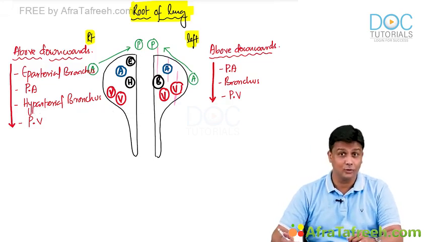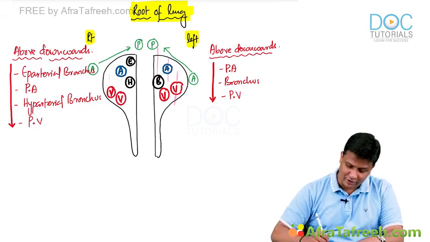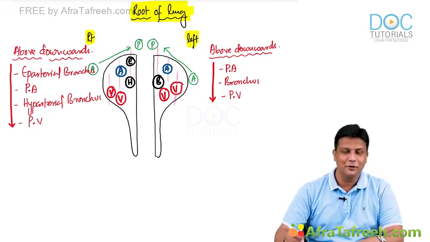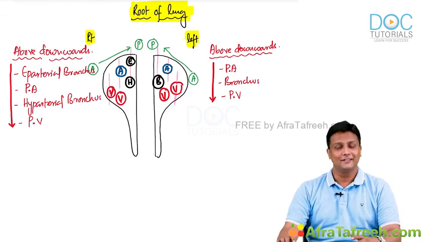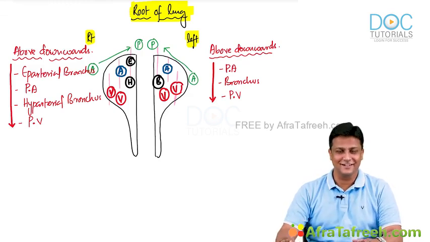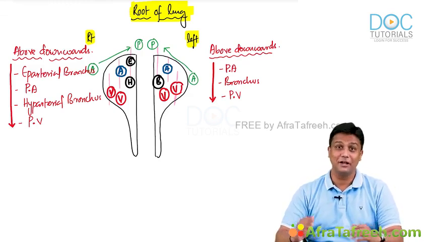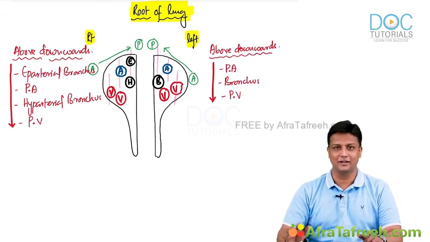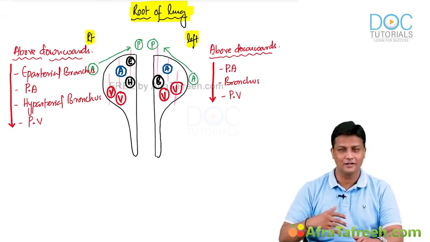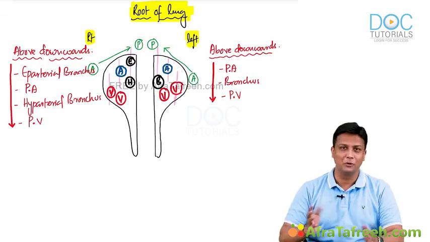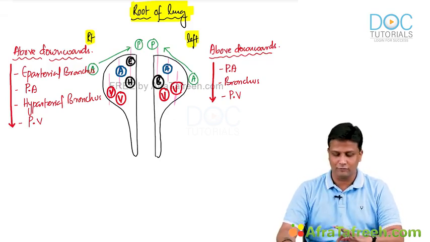Similarly, towards the right lung now. In the root of the right lung, first you will have the vein, and then again the artery, and again the bronchus. Oh my God, thank God, finally something is easy here. The anterior-posterior arrangement in both the roots is the same. It's vein, artery and bronchus in the roots of both lungs.